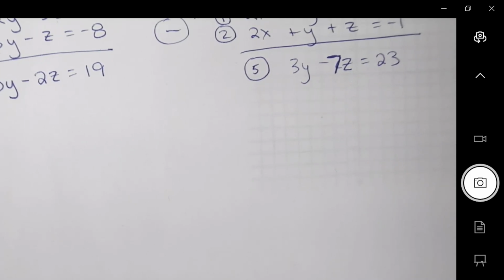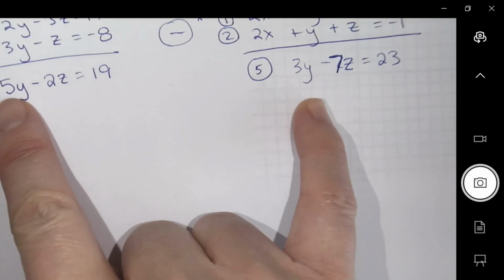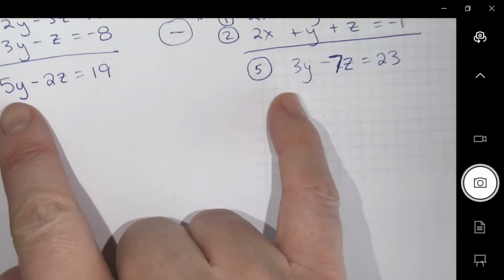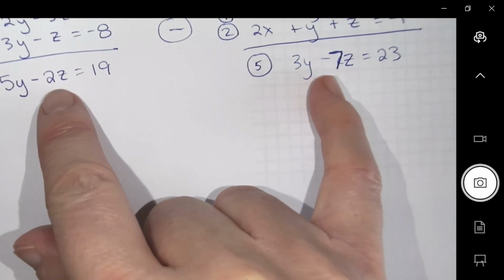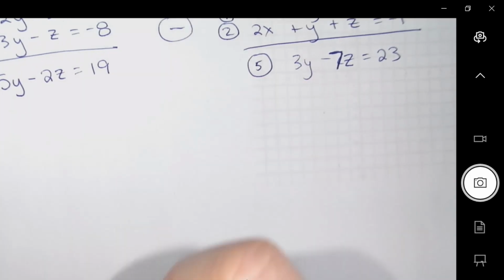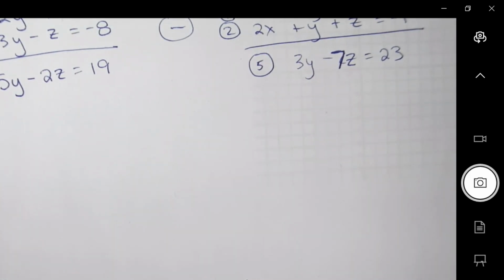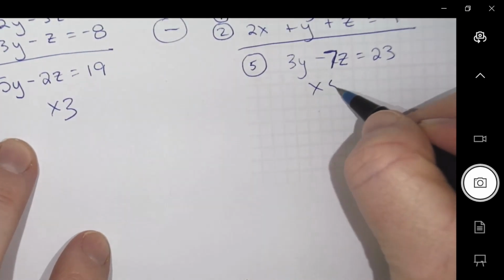Okay, so now it's grade 10. So you're going to be putting 4 and 5 together. So you have, it doesn't really matter, you could change the y's both to be 15, or you could change the z's to be 14. What do you want to pick? The y's or the z's? Doesn't matter. Should we do the y's? Okay, so I'm going to times this by 3 and times this by 5.